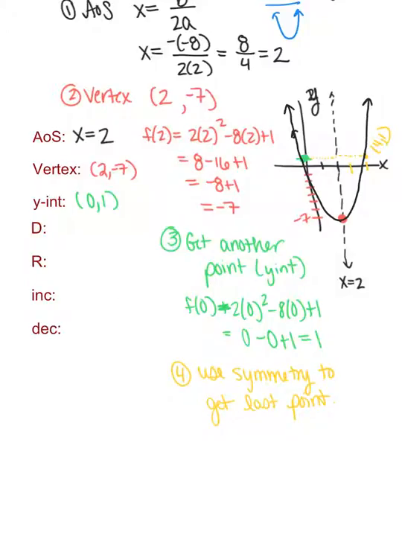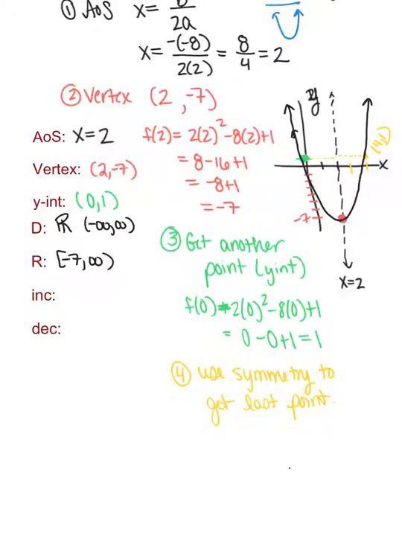Not too bad. And now I can answer the following questions, like what is the domain and the range, and intervals of increasing and decreasing. So notice my domain is still going to be all real numbers. Oops. There we go, all real numbers. Or you can do the negative infinity to infinity. My range looks like this time it starts at negative 7 and goes all the way up to infinity.